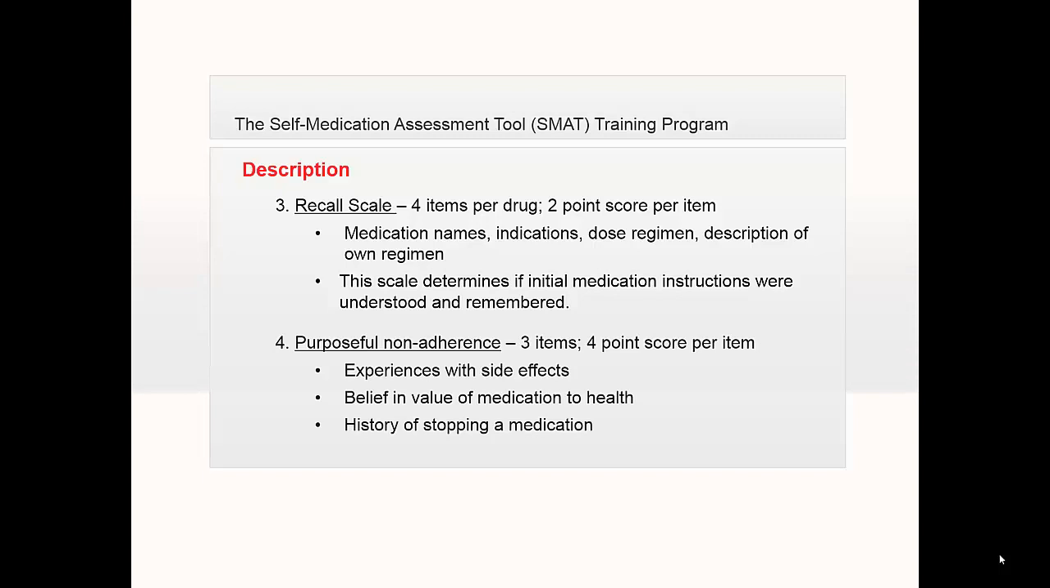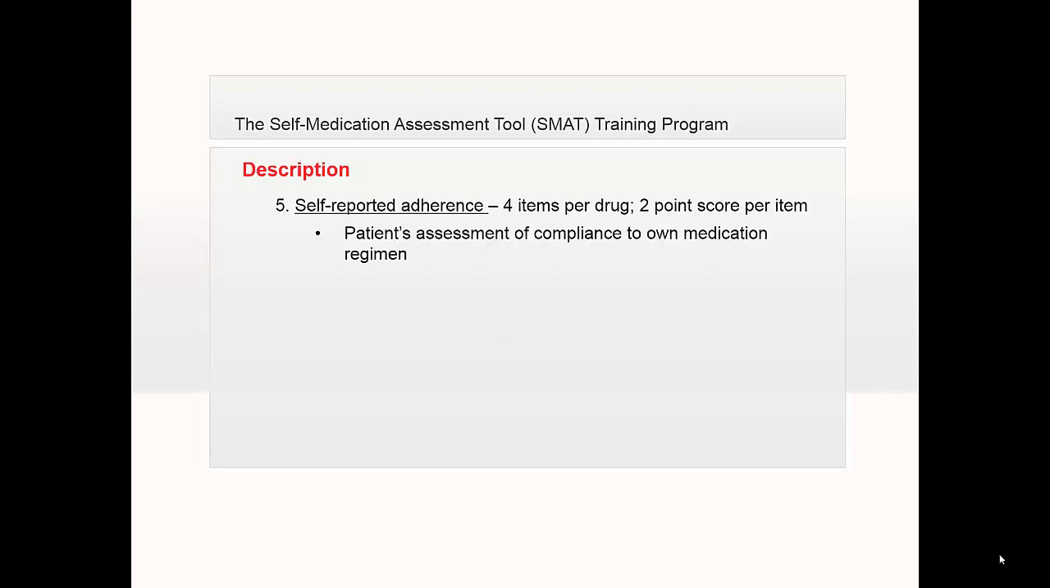Next is the purposeful non-adherence score, with 3 items and a possible 4 point score per item. This scale looks at patients' experiences with side effects, belief in the value of medication to health, and their history of stopping a medication. And finally, the self-reported adherence scale has 4 items per drug with a possible 2 point score per item. This scale is the patient's assessment of their compliance to their own medication regimen.